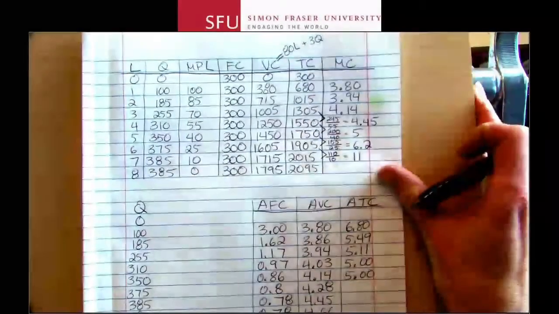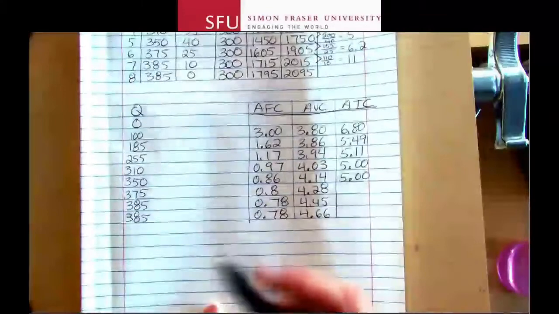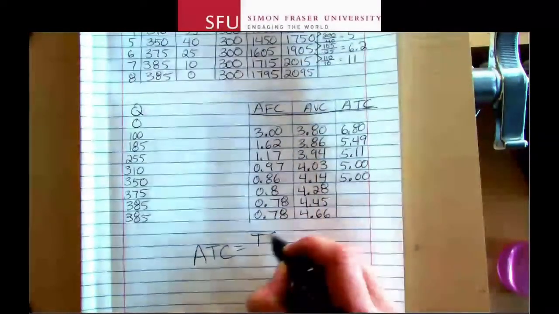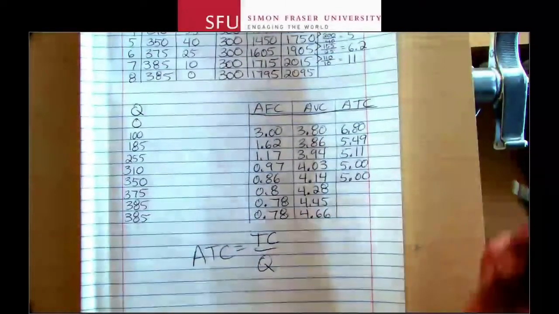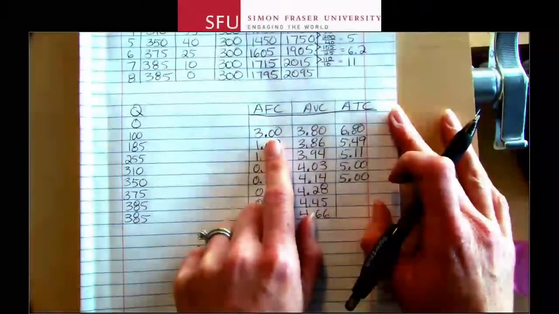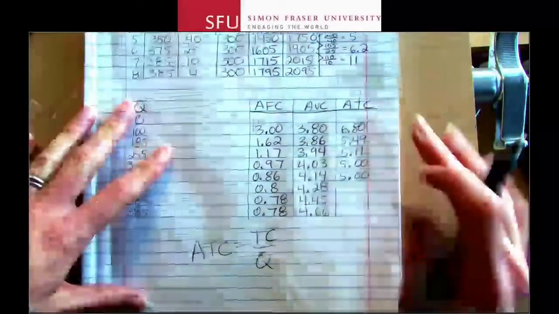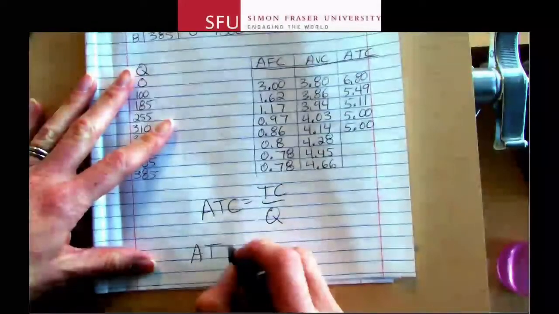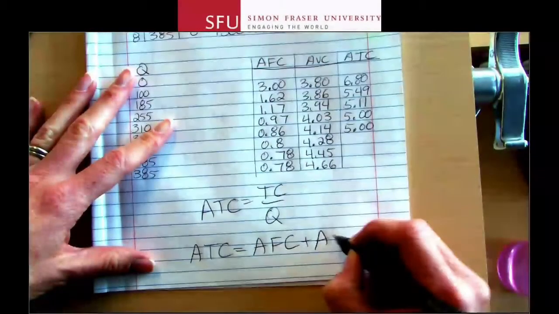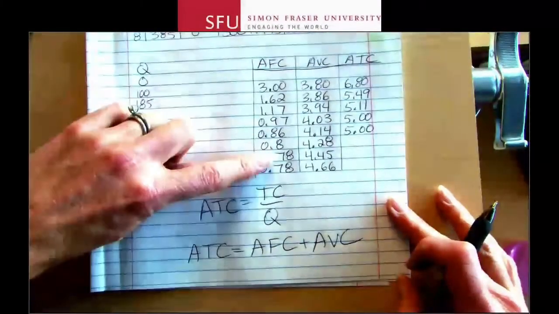Now, for the average total cost, you can take total cost divided by quantity, or you can just add these two together, right? Because the average fixed and the average variable would be the average total. Okay, so average total cost is also average fixed cost plus average variable cost. Okay? All right, so we'll do it that way.